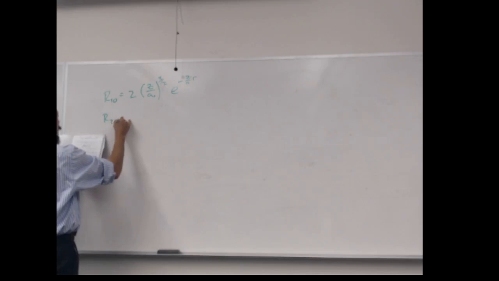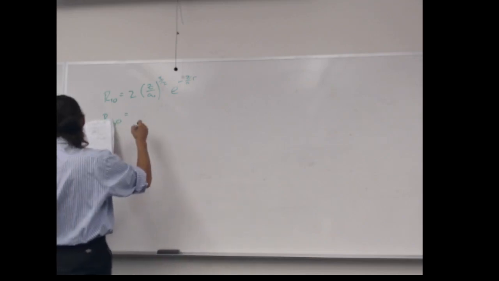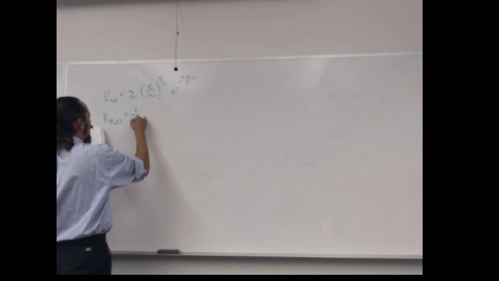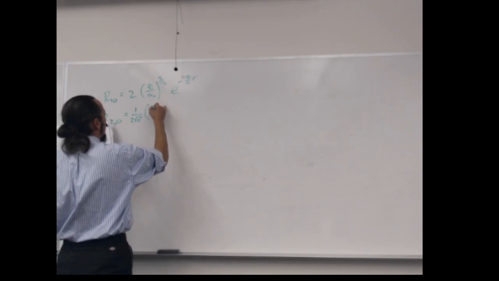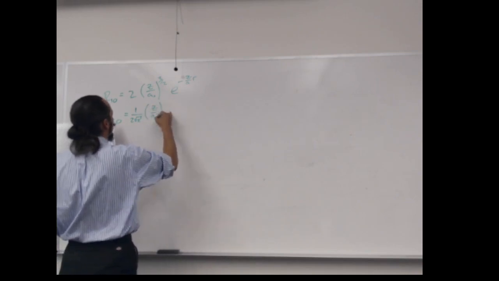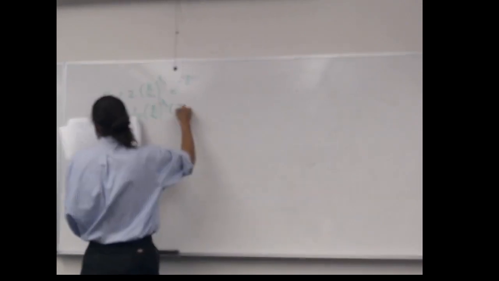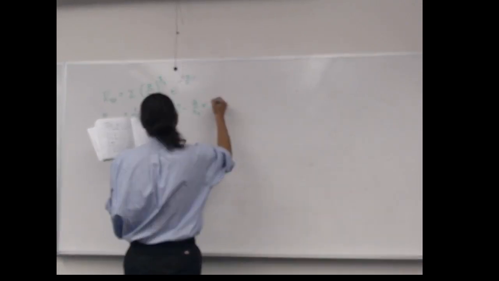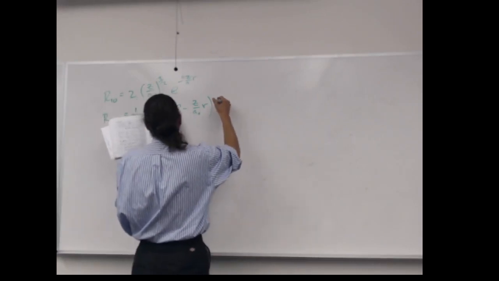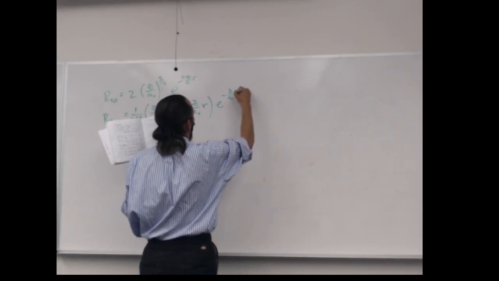R20 is equal to 1 over 2 square root 2, z over a naught to the 3/2, 2 minus z over a naught r, e to the minus z over a naught r.